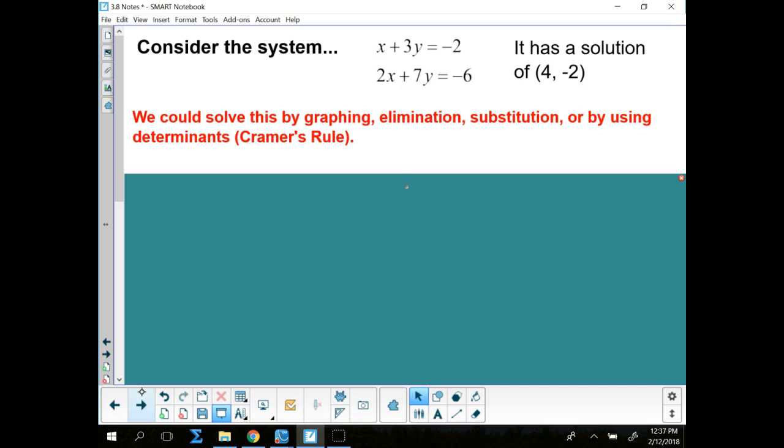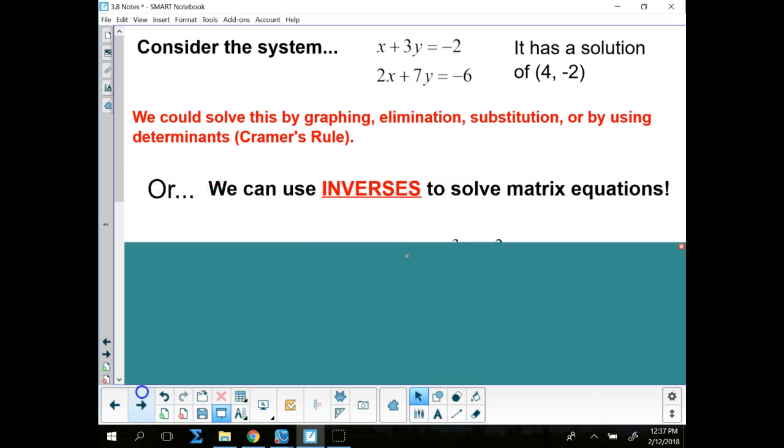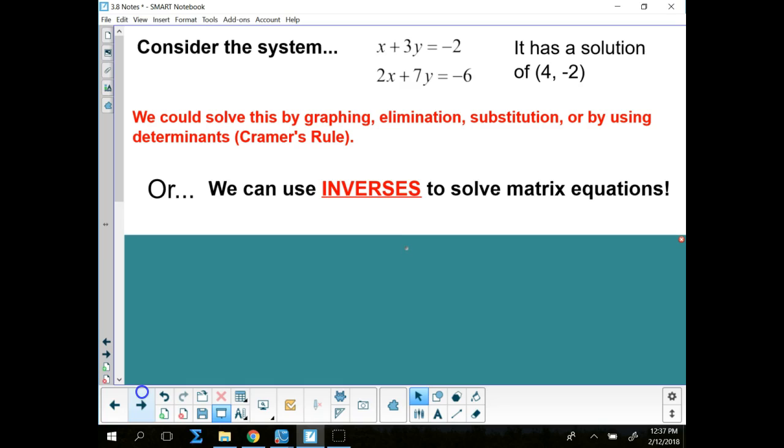Okay? We could solve that by graphing. We could solve that by elimination. We could solve that by substitution. We could solve that using Cramer's rule and get 4, -2. Okay? Today, right now, and tomorrow, we're going to use inverse matrices to solve the equation. That's our goal. Okay? Is to use inverse matrices to get that too.